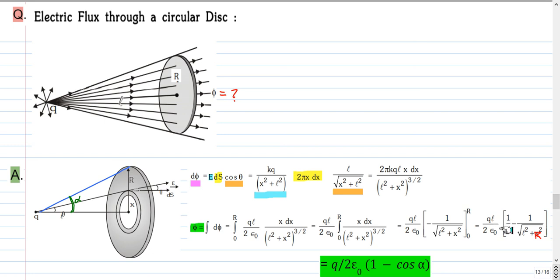So L and L will cancel. It will become 1 minus L divided by square root of L square plus R square, and L by square root of L square plus R square is cos alpha, where alpha is the angle of the cone. It is the half angle of the cone. So the flux coming out of the disk is q by 2 epsilon naught into 1 minus cos alpha, where alpha is the half angle of the cone. This is an important result we have to remember.